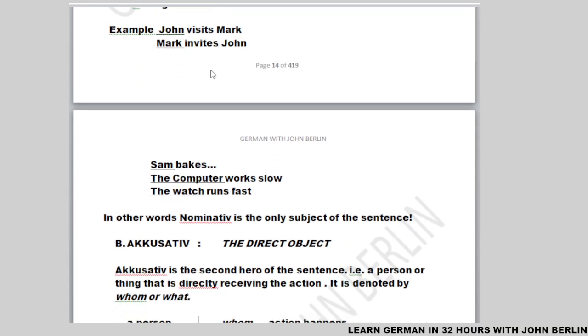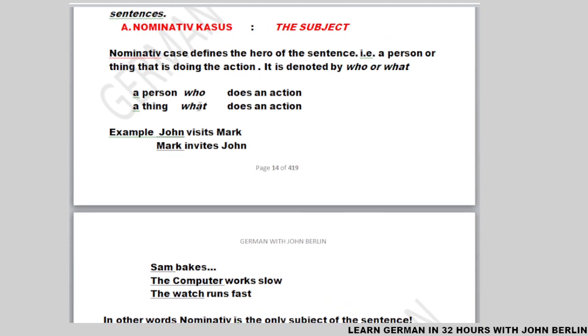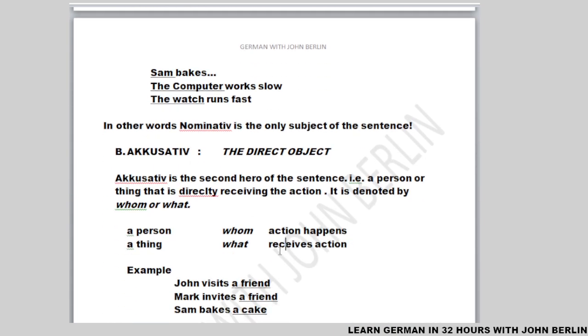Perfect. That brings us to the second case, which we call accusative. Accusative is basically the person or the thing that is receiving the action. If there is an action, a person doing an action, there also needs to be a thing or person receiving it. So we call it the direct object. To identify it in any sentence, you need to look at the sentence and ask the question whom and what. For example, a person to whom action happens, or a thing what receives action. Please remember, the what here is different from the what we did in nominative. In nominative, the what was doing the action. In accusative, the what is receiving the action, right?